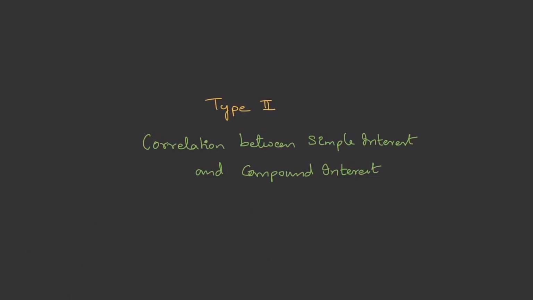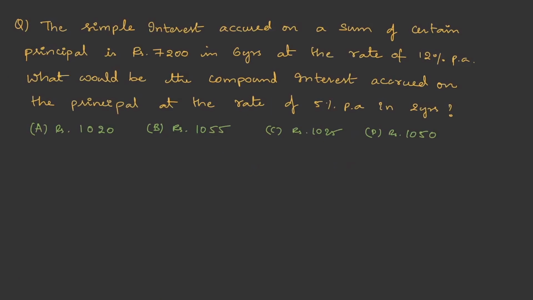To understand this, let's solve a problem. The simple interest accrued on a sum of certain principal is rupees 7,200 in 6 years at the rate of 12% per annum. What would be the compound interest accrued on the principal at the rate of 5% in 2 years? So here you can clearly see they gave simple interest, from that we got certain amount. Now that is used for the second.